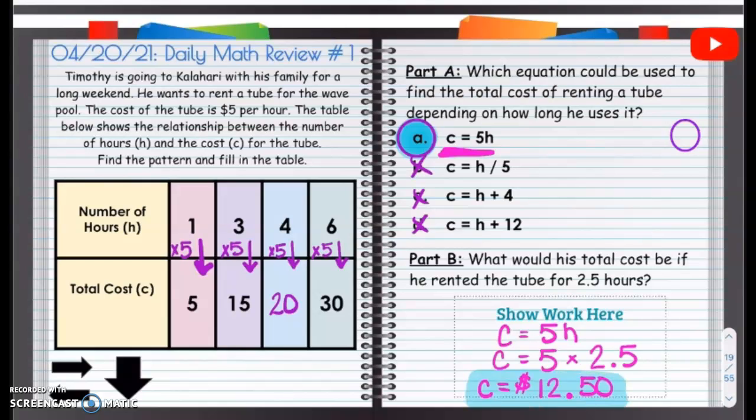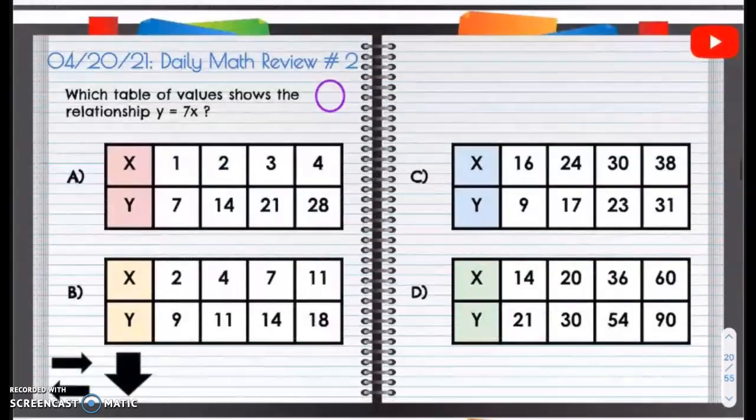We are going to now go ahead to that DMR number 2. So we have that DMR number 1 done. DMR number 2. So which table shows the relationship of y equals 7 times x? So y equals 7 times x. So our y value is going to be when you multiply each by 7.